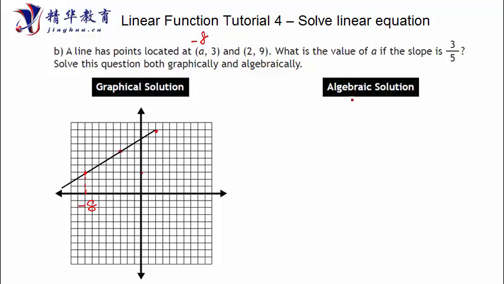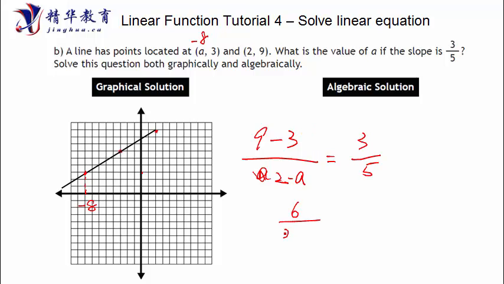Now let's see how to do it using the algebraic solution. We're still using the same thing: y minus y over x minus x. So it will be 9 minus 3 over 2 minus a, which is equal to 3 over 5. Then we have 6 over (2 minus a) equal to 3 over 5. Then you can cross multiply. Cross multiply means if you have two fractions equal to each other, this one times this one equals this one times this one.